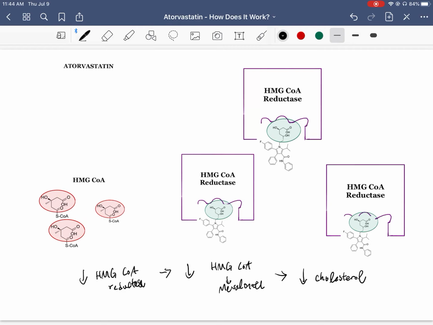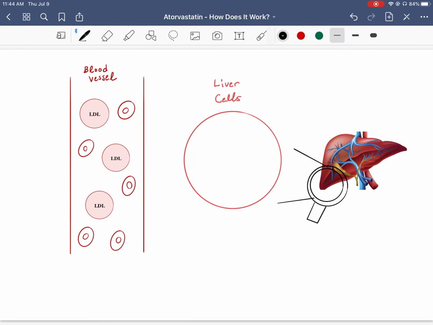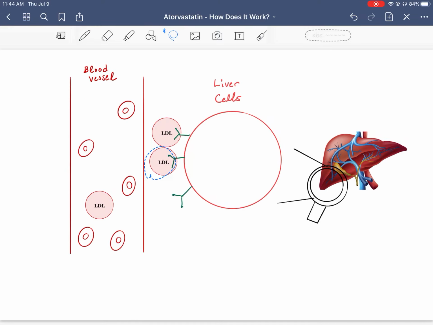In addition, by reducing the concentration of cholesterol in the body, the liver cells will compensate by increasing the activity of receptors for low-density lipoproteins, or LDLs, which remember are traditionally known as bad cholesterol. Thus, liver cells will take in more LDL from the bloodstream, reducing the amount of LDL in the bloodstream.